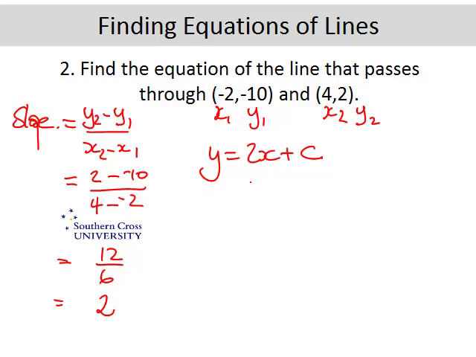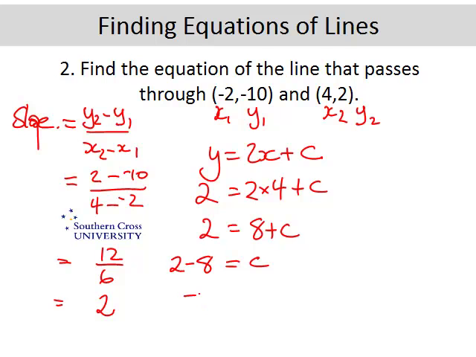So we know that if we substitute in 4, we've got to get the answer 2 for the equation to be the right one. So in other words, 2 is equal to 4 times 2 is 8 plus c. So to work out c, we need to subtract 8 from both sides. So 2 subtract 8 is negative 6 is equal to c.